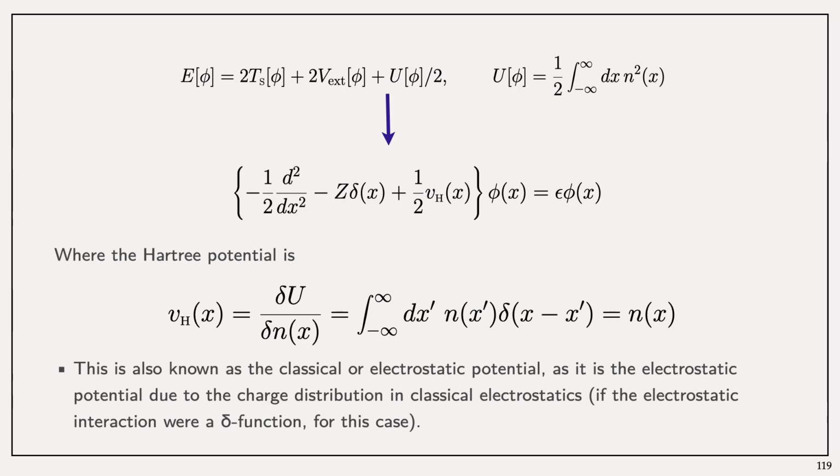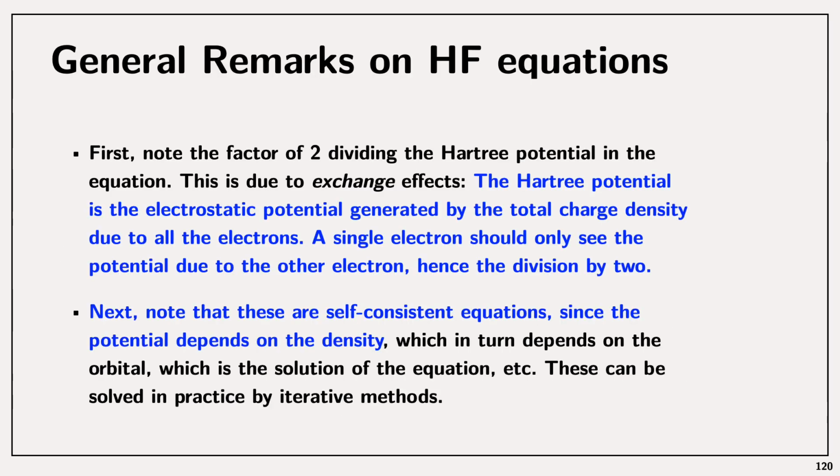Okay, good. Now, I'd like to make a number of comments. The factor of 2 that divides the Hartree potential is due to the exchange effect. So basically, an electron cannot interact with itself. This is basically what it means, right? So if we consider an electron interacting with another one, we already took into account the other electron interacting with the first one. So we do not want to double count.